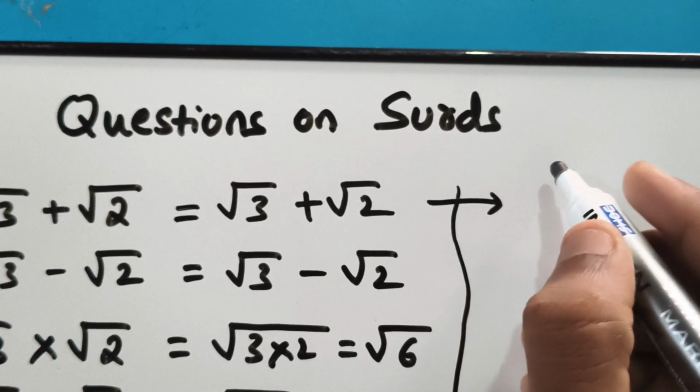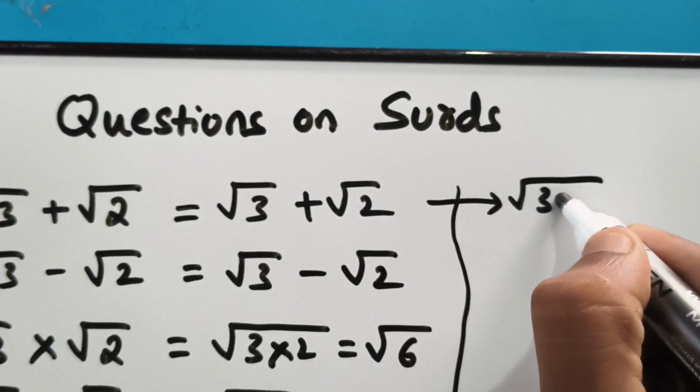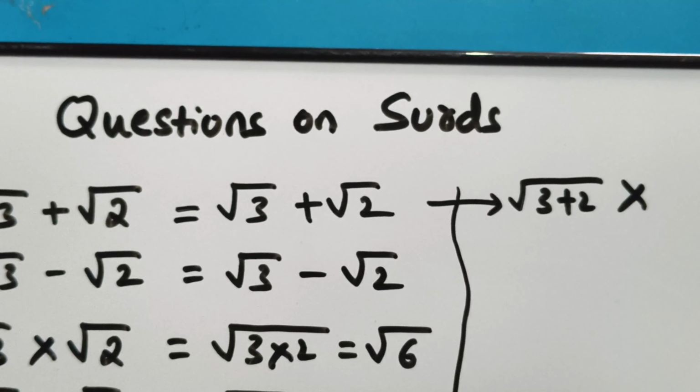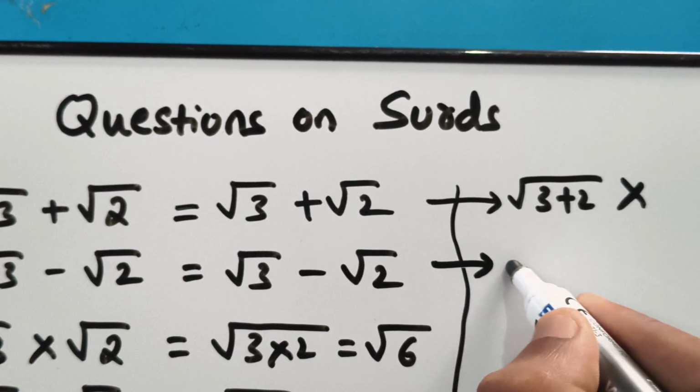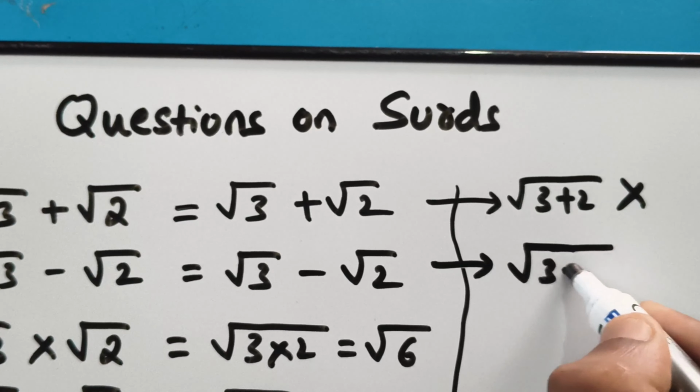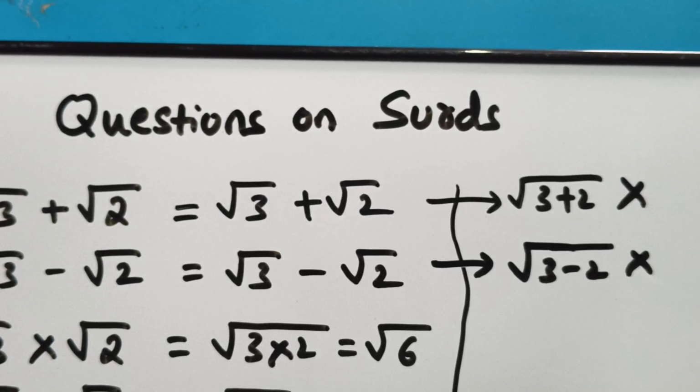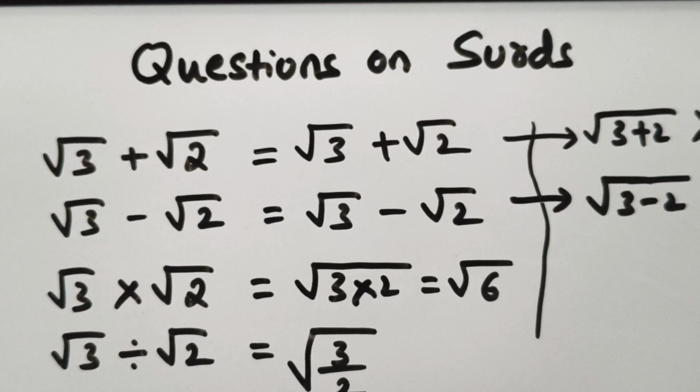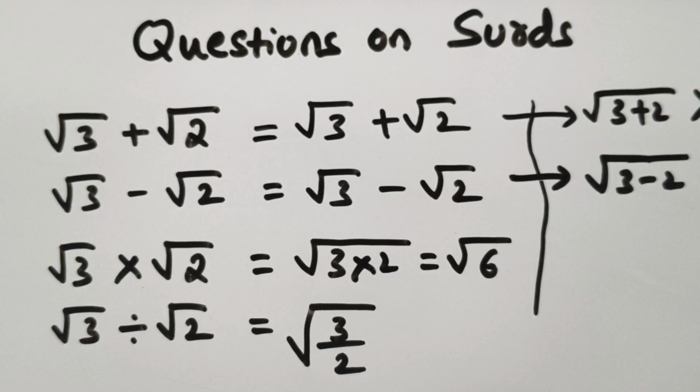See, I said we cannot add root 3 plus 2, that is root 5, we cannot add. Similarly, I said root 3 minus 2, that is 1. Root 1 we cannot write. Remember this. The questions having the roots will be solved like this.